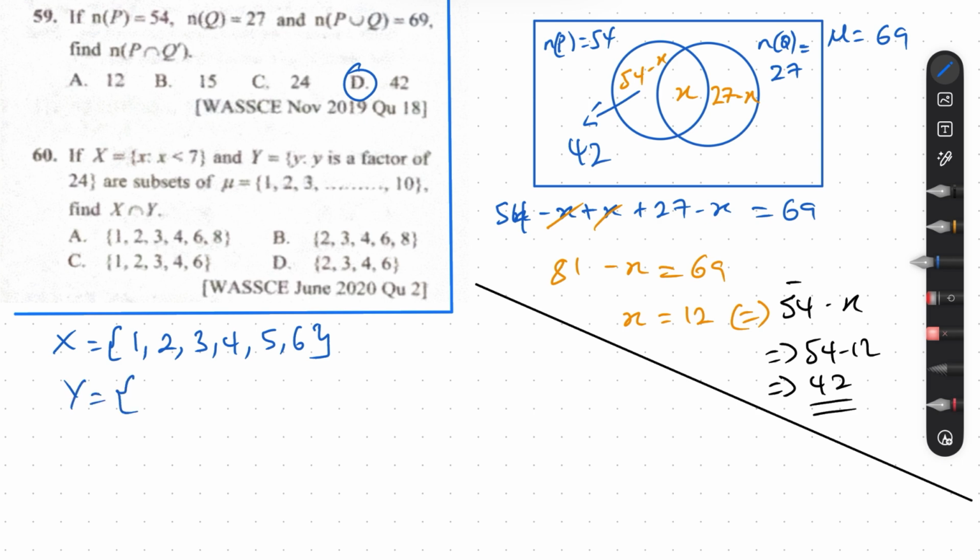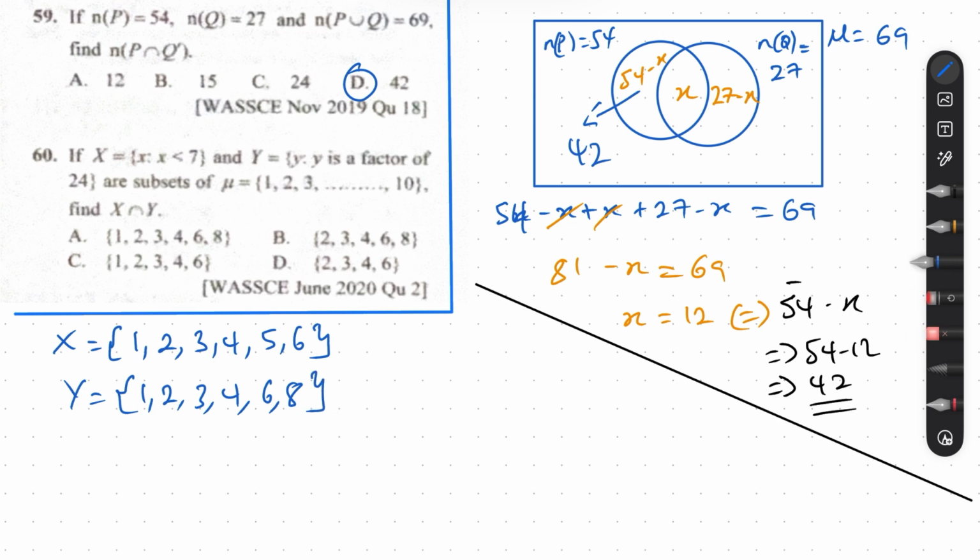A factor of 24. So we start writing the factors of 24. We start with 1, 2, okay, 3, 4, then 6, then we have 8. Then we can go to 12, but we know that our set should be not less than 10. It should be between 1 and 10. So we cannot add what? 12. Okay, we can't add 12. So we end at 8.